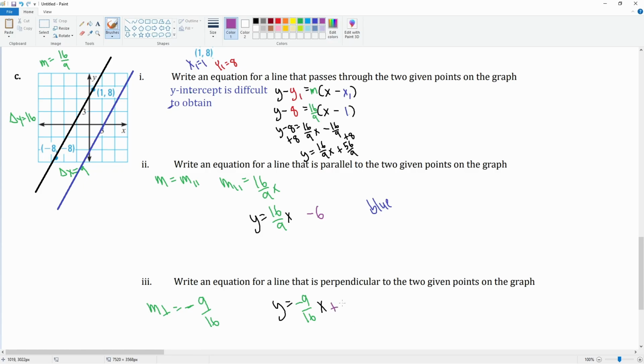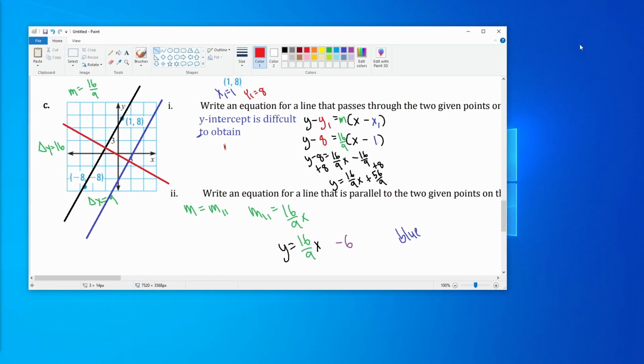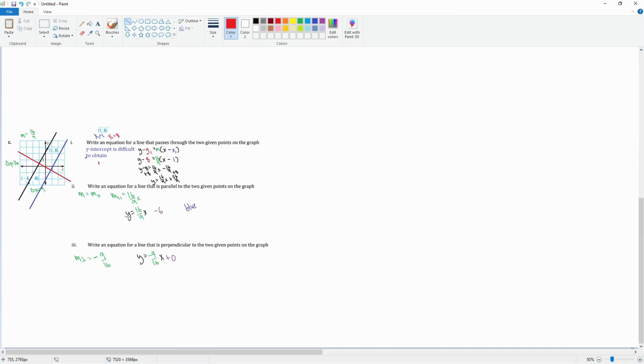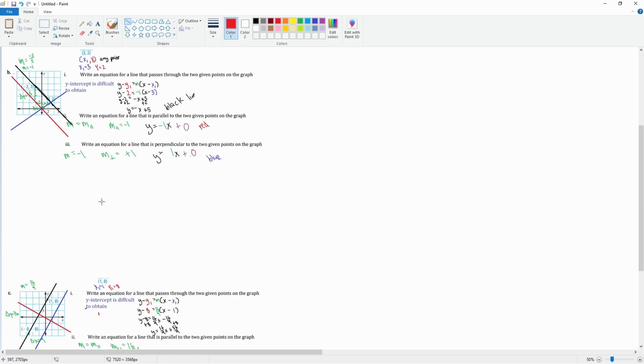Plus 0. Okay, and I'm going to grab that. It looks like this. Oh, sorry, the slope is off. So it's just something like that. All right, there you go. You don't need to really graph it, but I wanted to show you the visual of how it looks. So there you go. That is how you find the equations, one parallel, one perpendicular, and how to write the general equation.